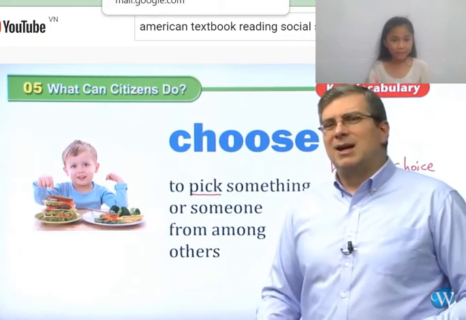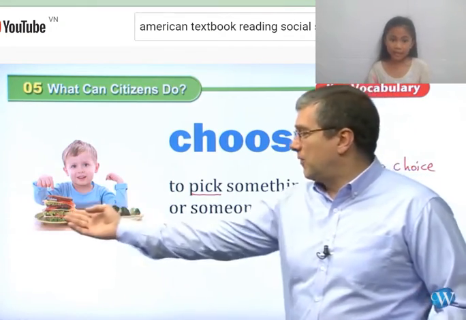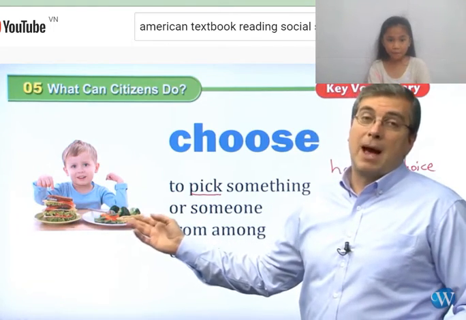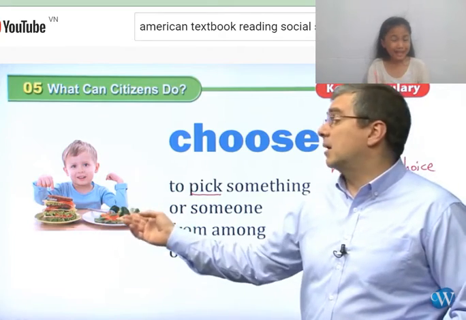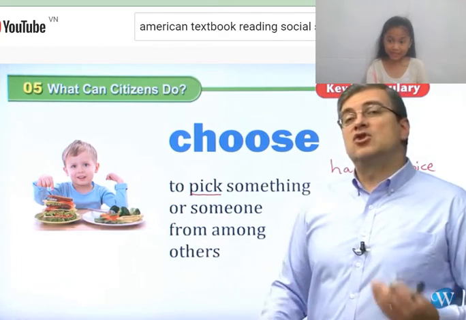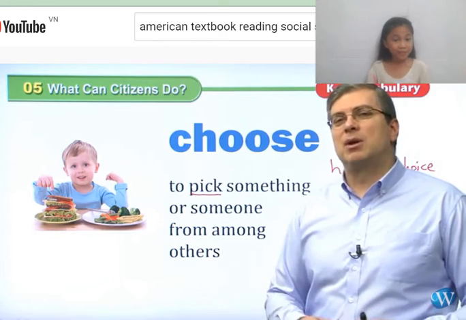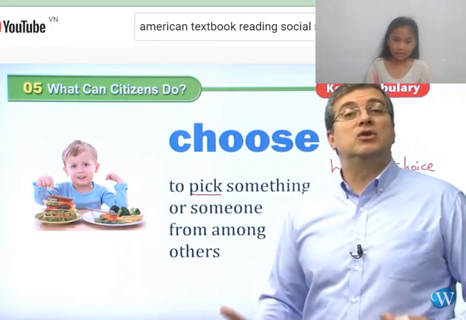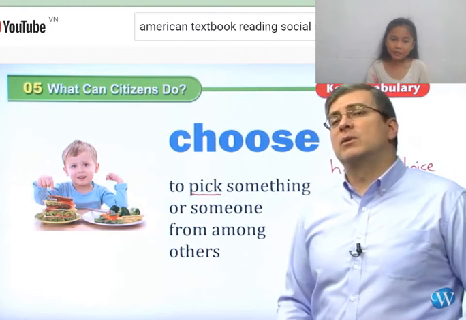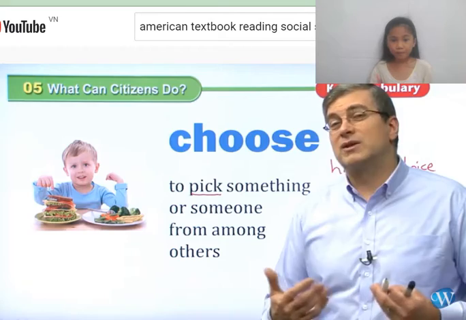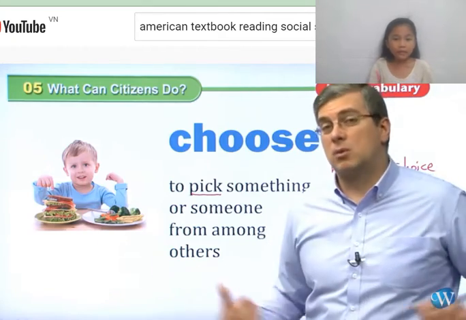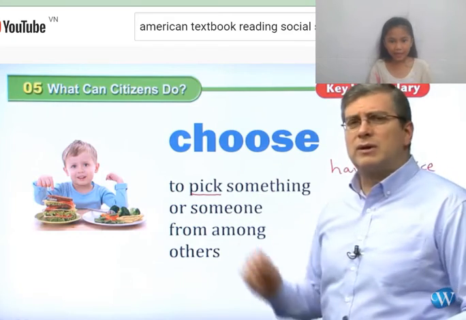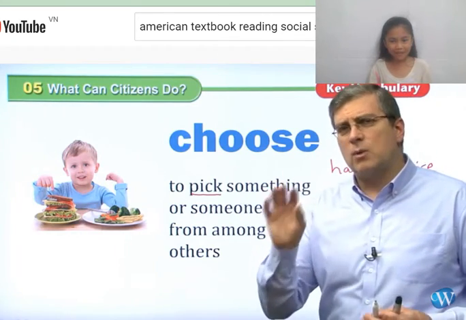Now the next word we have is choose. So what is choosing? Like this boy, he's choosing the fruit or the salad. Maybe the salad is good for him, but he chooses the sandwich because he thinks it's good. So choose means to pick something or someone from among others. This means you can pick for yourself. You can pick for other citizens. You can be the person who is going to choose, who's going to pick.